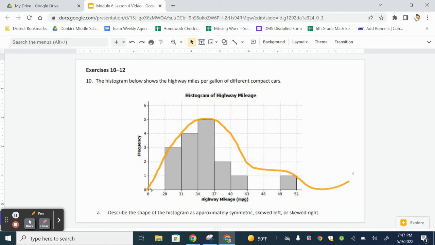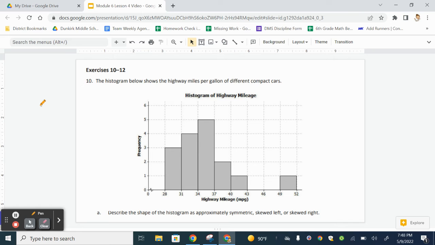So that's actually really telling of some of the data, because the question says describe the shape of the histogram. Well, in this case, it's skewed right towards the larger values. In other words, it kind of gets a little wonky to the right side over here because you've got this random one car that got that many miles to the gallon. So for part A, we're going to say it's skewed right. Okay. Make sure you write that down. I'm going to clear that.